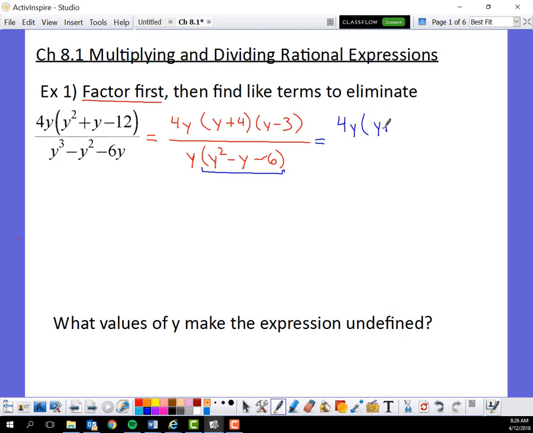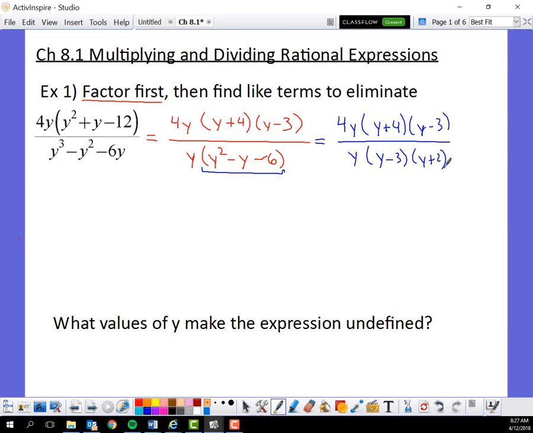So let's see if you got it right. Our numerator hasn't changed at all. We've got that y that we factored out. And two numbers that multiply to give us negative 6 and add up to give us negative 1 are minus 3 plus 2. So that's going to be y minus 3 times y plus 2. At this point, we've done all the heavy lifting. We've got the top and the bottom factored completely.